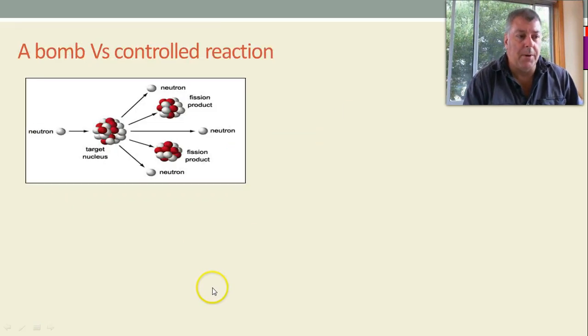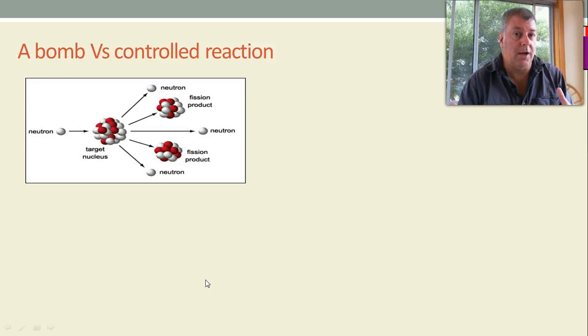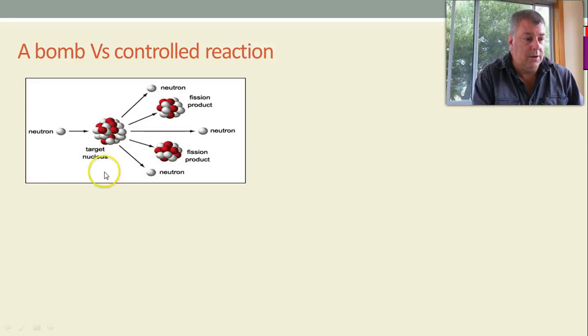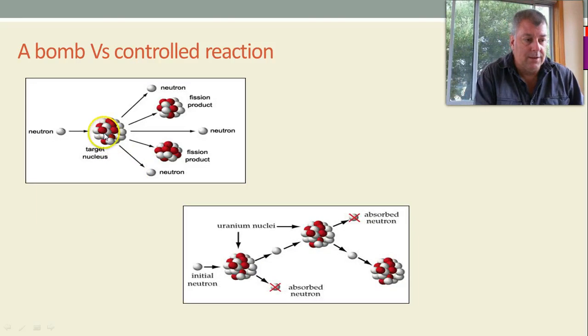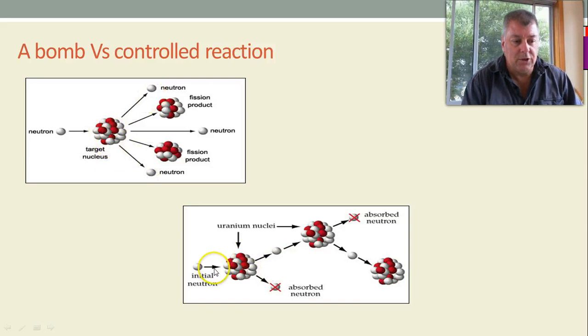Now, what's the difference between a bomb and a controlled reaction? Well, it's the difference between a chain reaction and a controlled reaction, basically. And so there's our starting point. Now, this would become a bomb if these neutrons had the chance of hitting more target nucleuses. It becomes a controlled reaction when the neutrons aren't free to go and interact with the other nucleuses and they get absorbed.